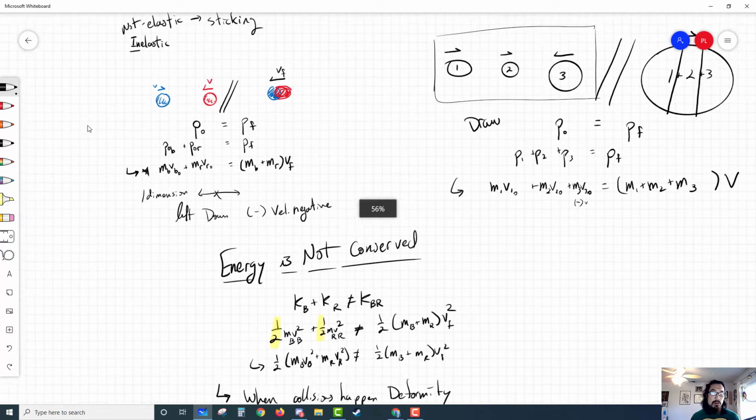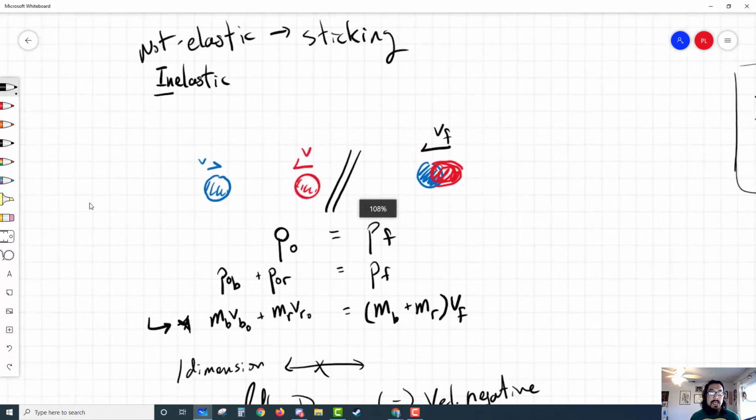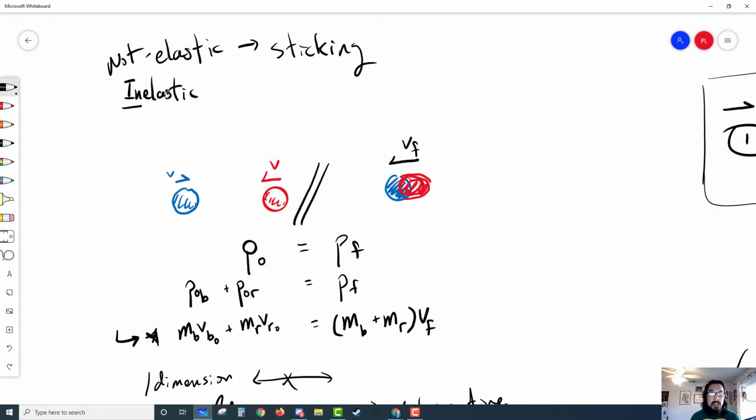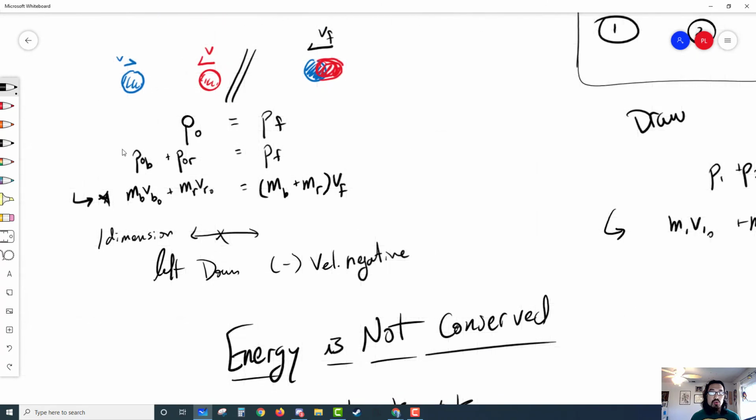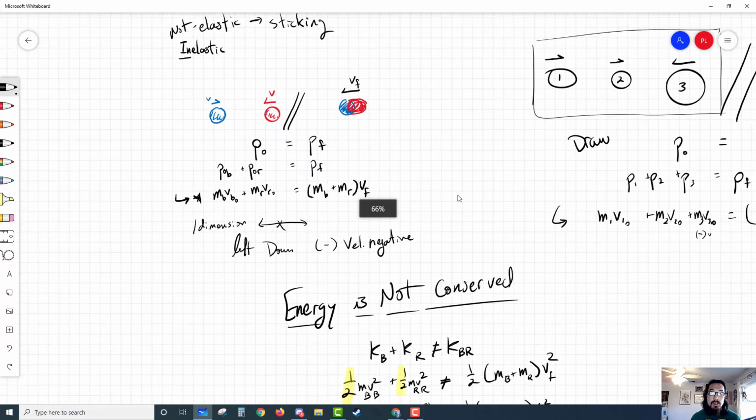We also talked about how inelastic collisions do not conserve energy at all, and we discussed how we can draw the system and the scenarios to come up with the conservation of momentum equation to solve for the missing variables here.